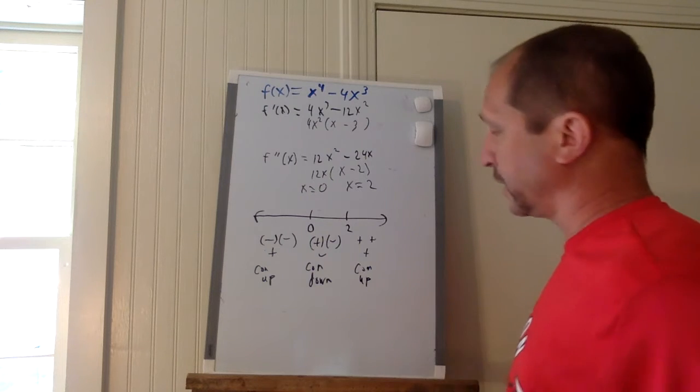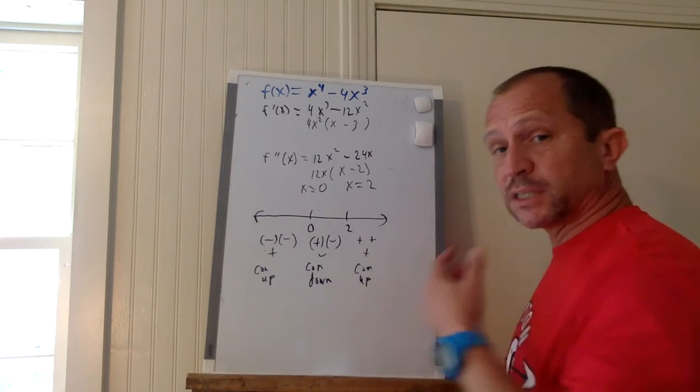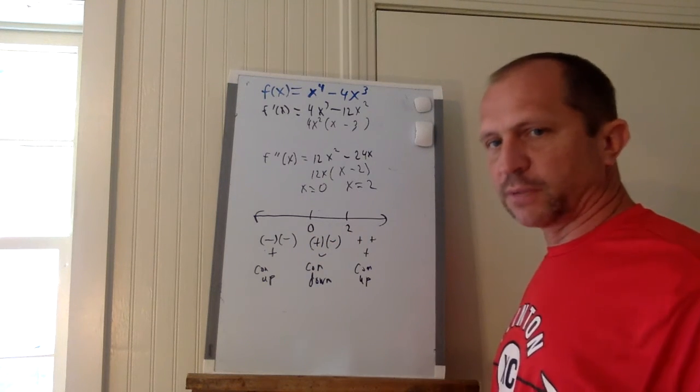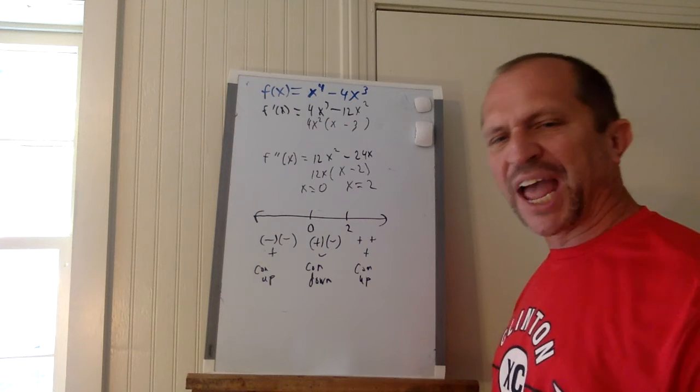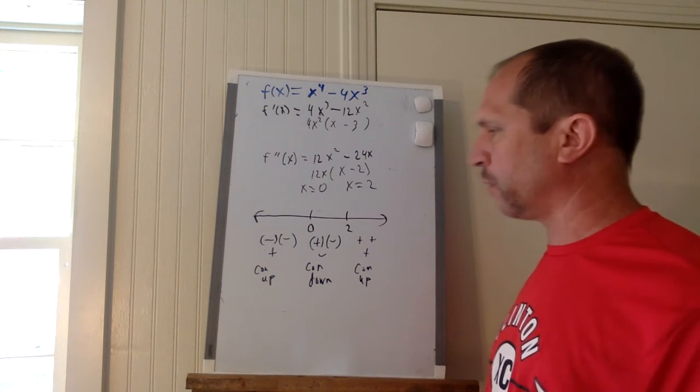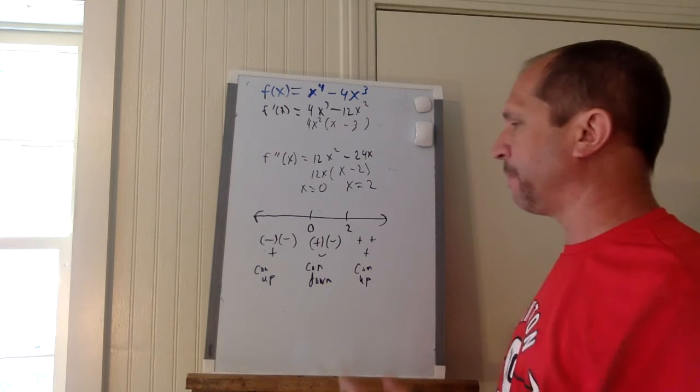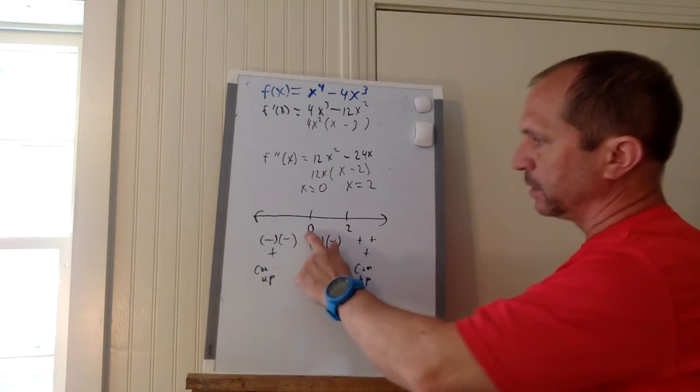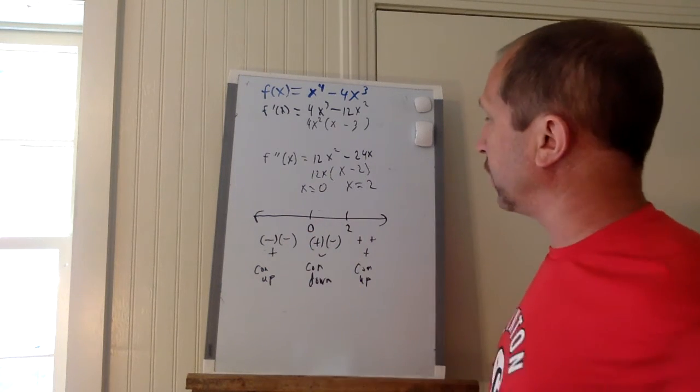Now, for the points of inflection, both of these will be points of inflection. Now, again, a critical number is just where the slope is 0 or undefined. You don't have to have a change for a critical number, but you have to have a change for a point of inflection. But we do change here, so we're good.